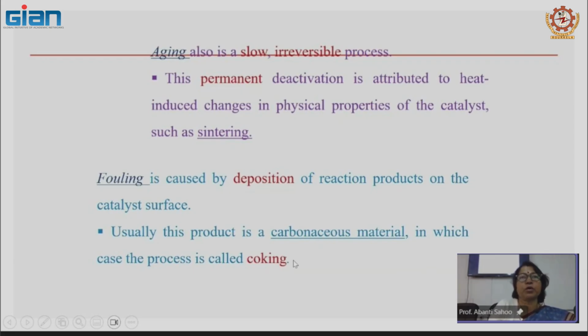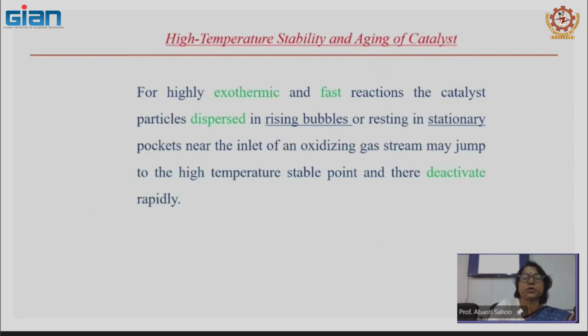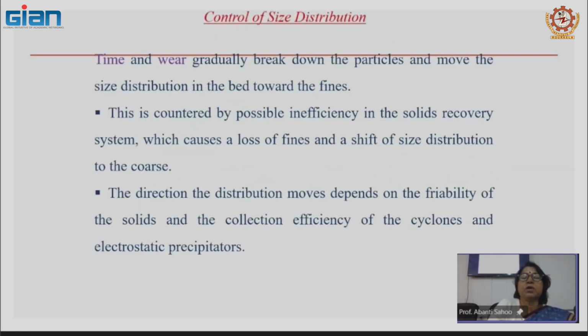If carbonaceous material gets deposited, that is, it becomes the product and gets deposited, we can call this process coking. So, for high temperature stability and aging of the catalyst, we have to select a catalyst which will be stable under high temperature also, and whenever required we can deactivate it and use it again. Then size reduction and size distribution also have to be controlled properly.